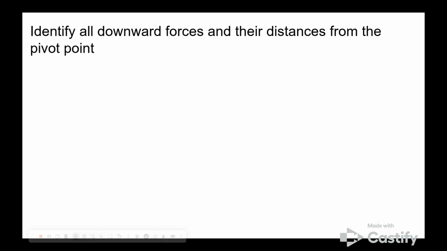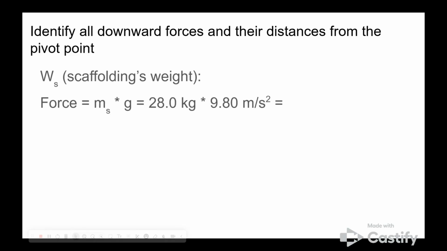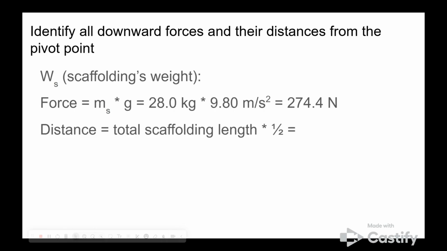Now we're going to identify all the downward forces from the rest of the system. Now we need the scaffolding's weight, so that's W of S. Same thing, our force is our mass times G, so 28 times 9.8, and we get 274.4 newtons. Our distance is our total scaffolding length times 1/2, so we can find the center of mass of the scaffolding. That's the 3.8 meters times 1/2, which is 1.9 meters.